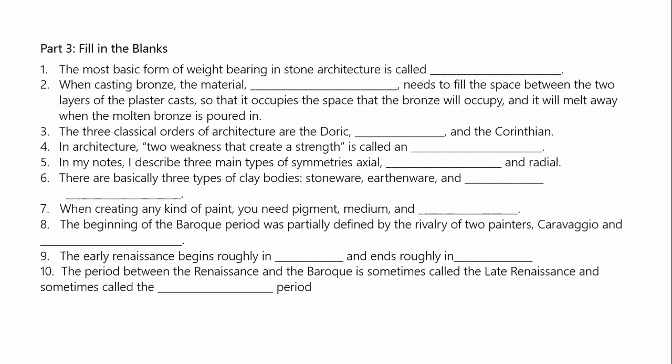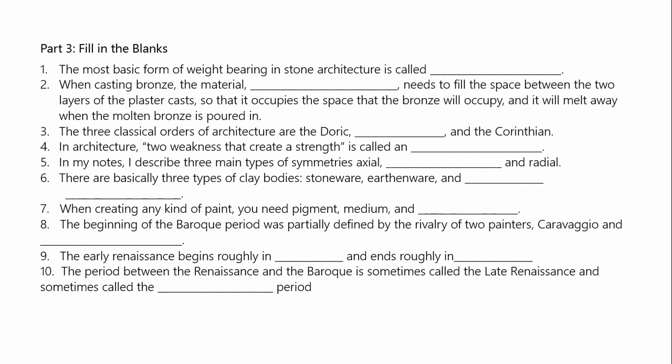So, basic form of weight bearing: post and lintel. Cast in bronze, the material is wax. Three classical orders of architecture: Doric, Ionic, and Corinthian. Two weaknesses of creative strength is an arch. In my notes, three main types of symmetry: axial, rotational, and radial. Three types of clay bodies: stoneware, earthenware, and porcelain. When creating any kind of paint, you need pigment, medium, and binder.